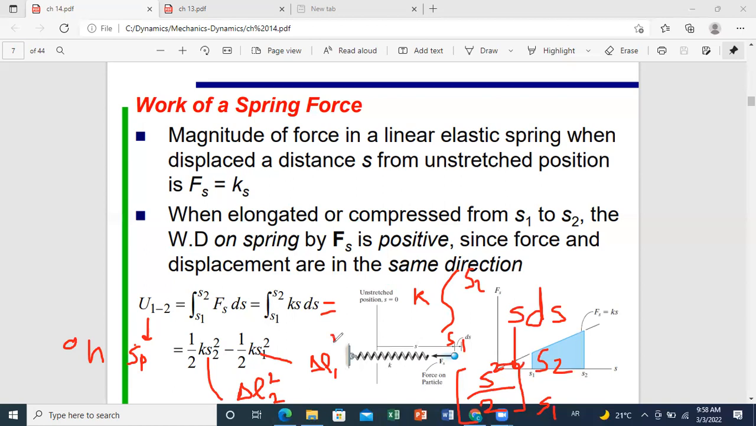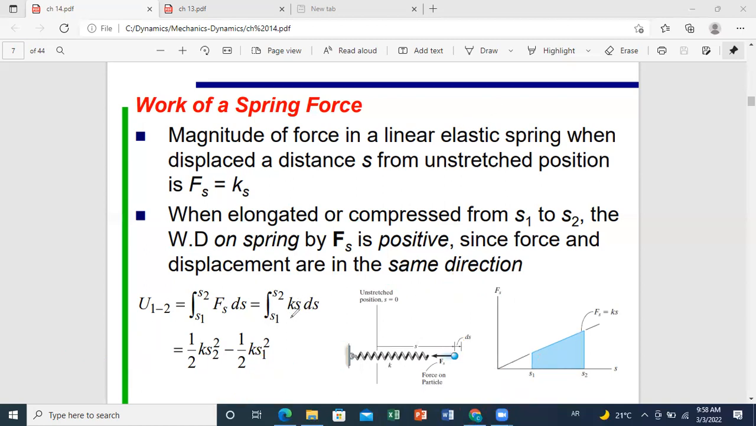Now, what if we have compression? We'll see together that it's the same expression. Nothing will change. Why? Because look, we said that force is k times s. When s is positive, if you have tension, then k times s will be positive, and this will represent the tension force exerted on the spring. Now, what if s is negative? If you compress, automatically k times s will become negative.